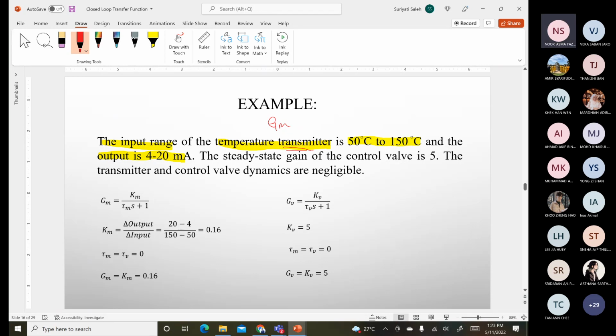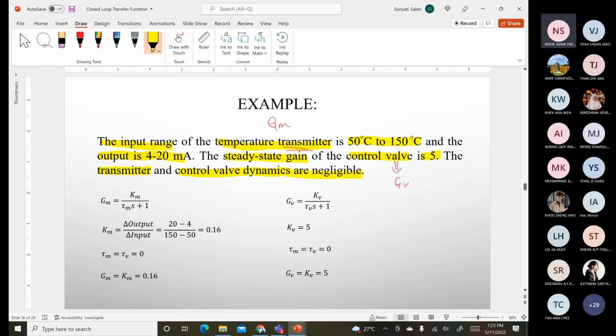And then the second sentence, the information given to you, the steady state gain of the control valve is 5. So this is referring to your GV. And the last sentence indicates that the transmitter and control valve dynamics are negligible. What is meant by that? So we take a look.